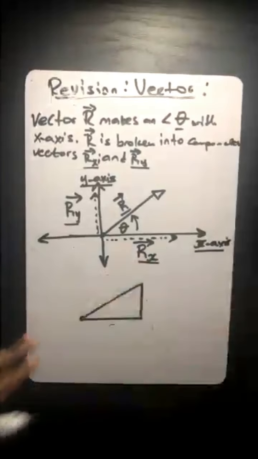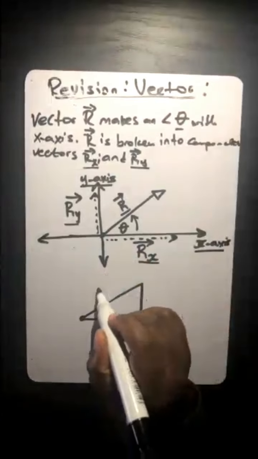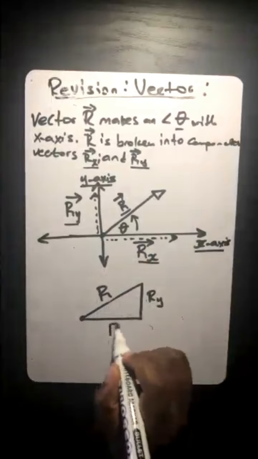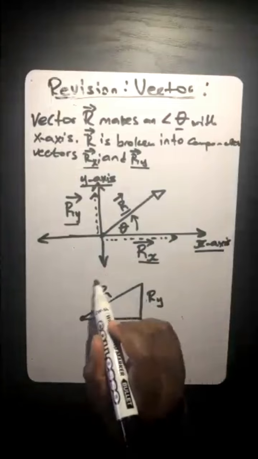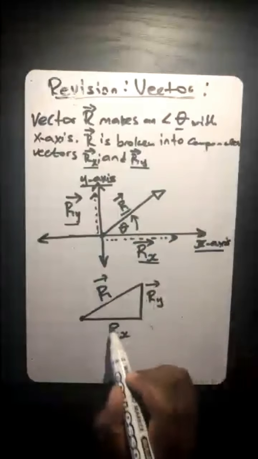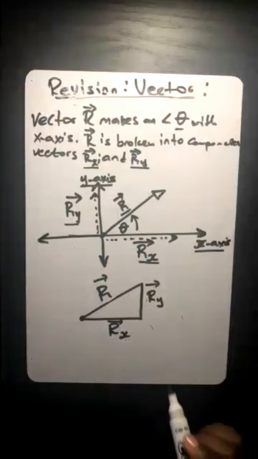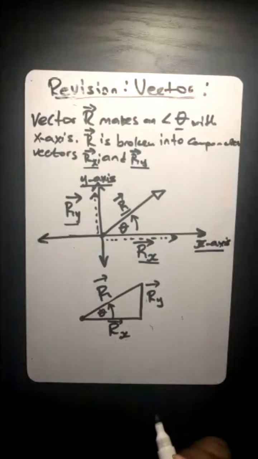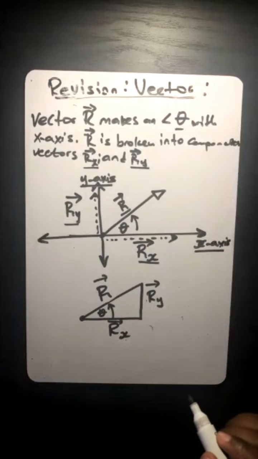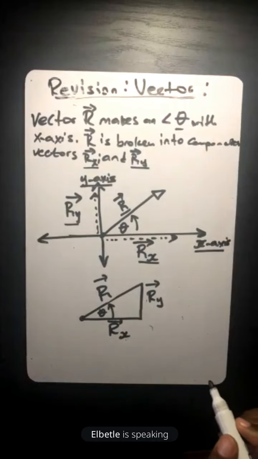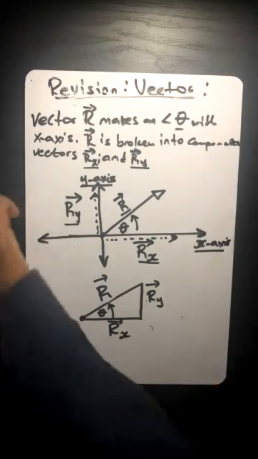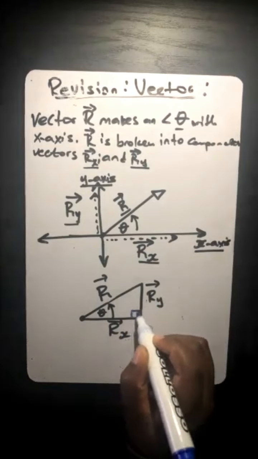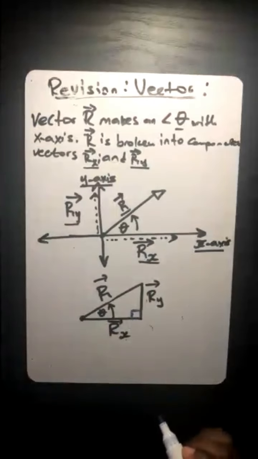I hope everyone is in agreement with that statement. So this is R, this is Ry, and this is Rx. Remember, these are vectors, so we have to represent them as such. Do you guys agree that the angle formed is that angle over there? Do you agree with that statement? Yes, sir. Okay, that means we've got a 90-degree angle formed over there.